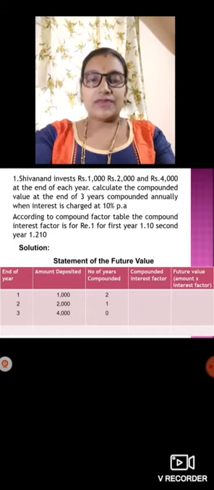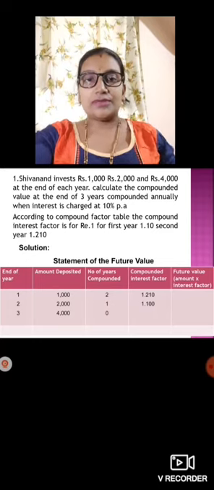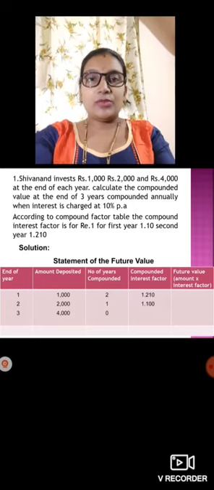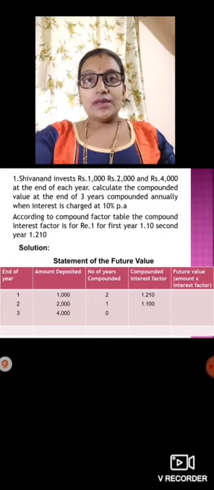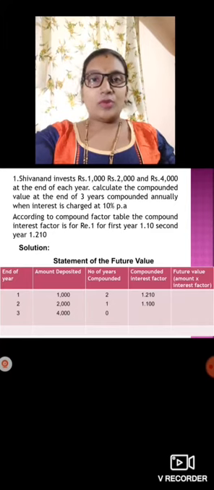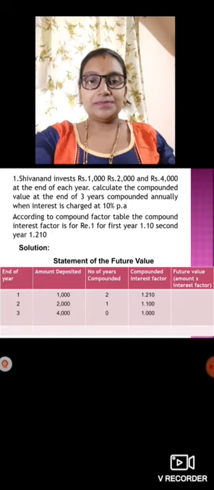Then compounding interest factor, as they have given: 1.210 for 2 years. Then if it is for 1 year compounded, how much? 1.100. They have given 1.10, one more 0 you have to consider. 1.100 means after the point always 3 numbers. Then for 0 years they have not mentioned anything, but always 1 rupee will be there. So 1.000 you have to consider here. Remember, whether they mention it in the problem or not, you have to consider it. For 0 years compounded it is 1.000.